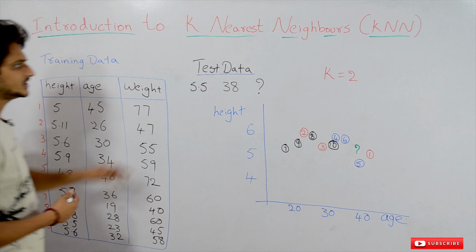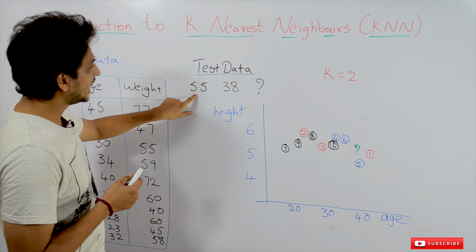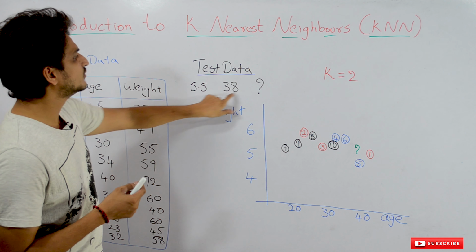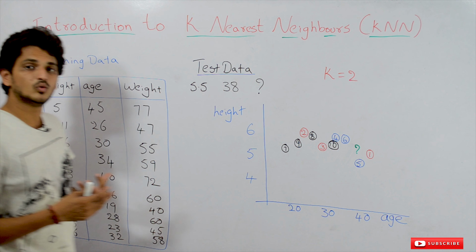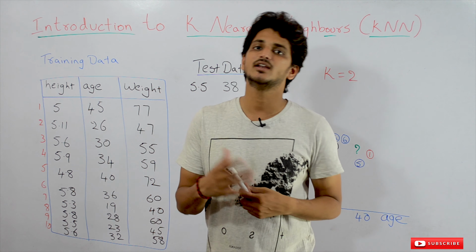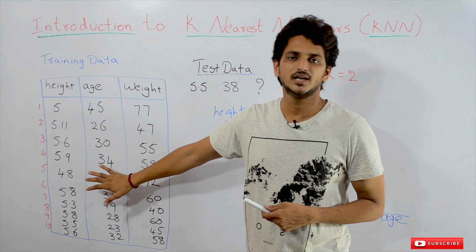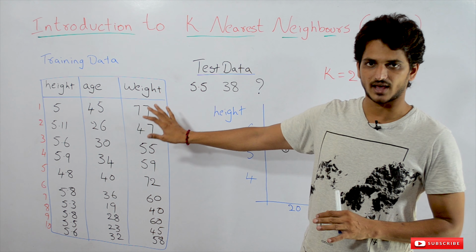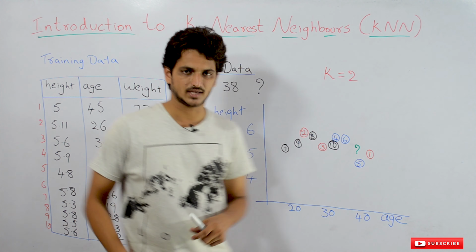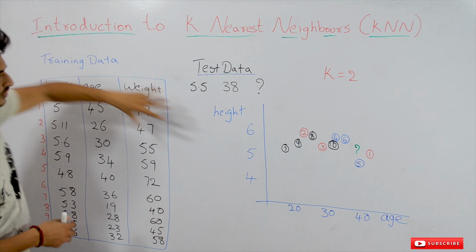Coming to our testing data set, we are taking only one testing point. Here the height is given, the age is given, and we have to identify the weight. So how does our KNN model identify the weight of this testing data point based on this training data set? Let's understand it graphically. If you plot this input data set, height and age, it looks like this.